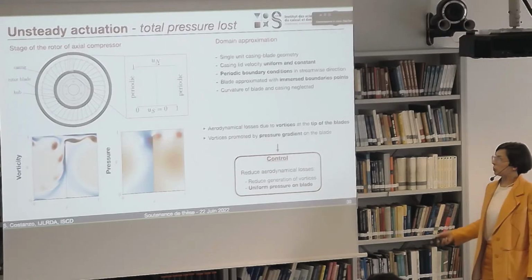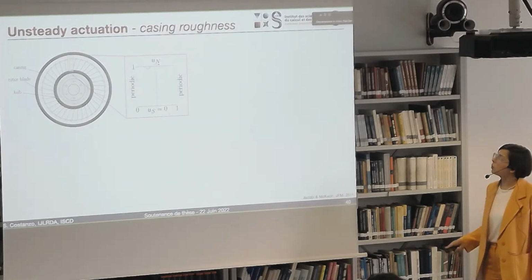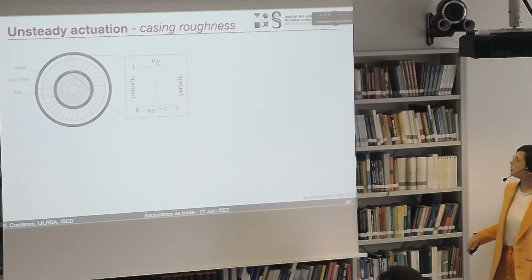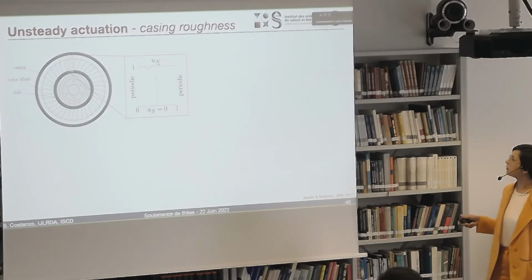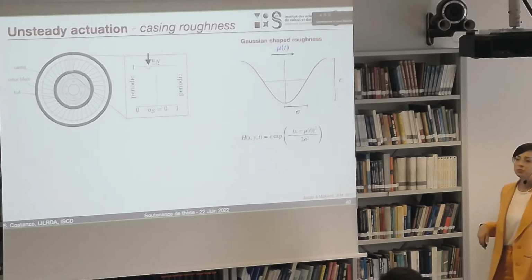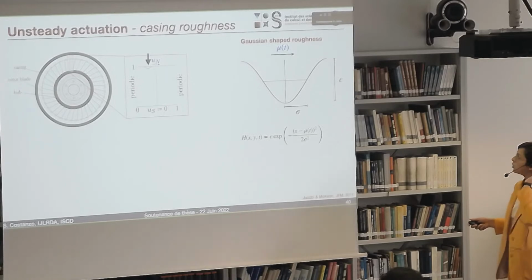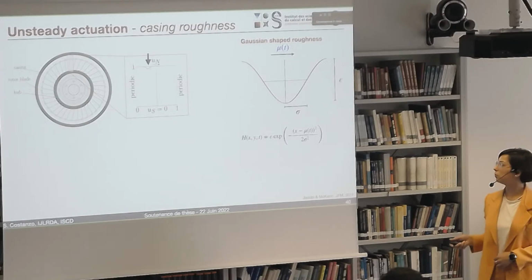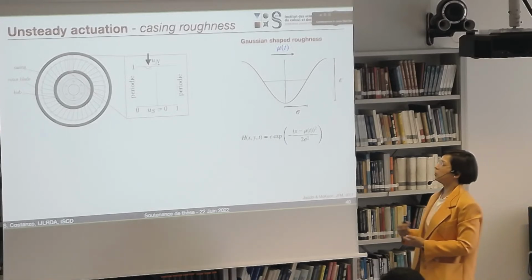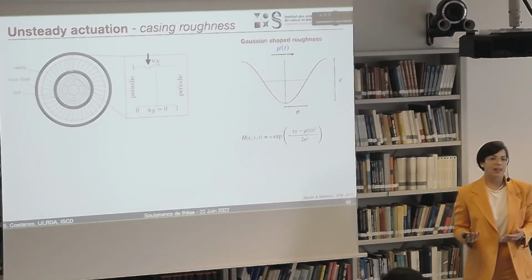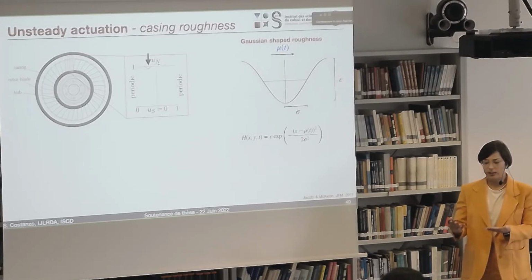So we use some control. We want to add the casing roughness. So we approximate a roughness with the form of a Gaussian, and we want to control the height and the width of this Gaussian. For doing this, we can introduce boundary points, but then at every delta t we have to update the position of the points.